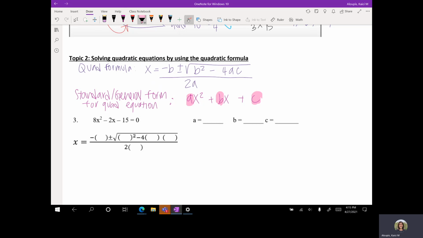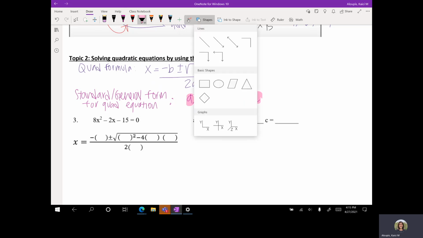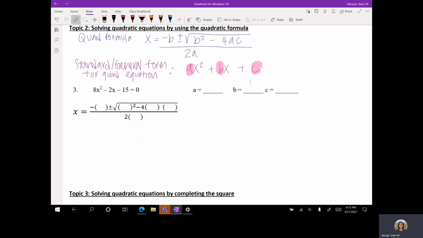So that's where we get our a, b's, and c's that we use and plug into the quadratic formula. Also, it's really important to know if it's a positive or negative sign. So let's check it out with our problem number 3. We have the quadratic 8x squared subtract 2x subtract 15 is equal to 0.